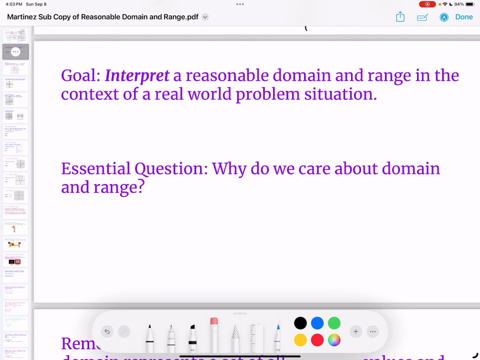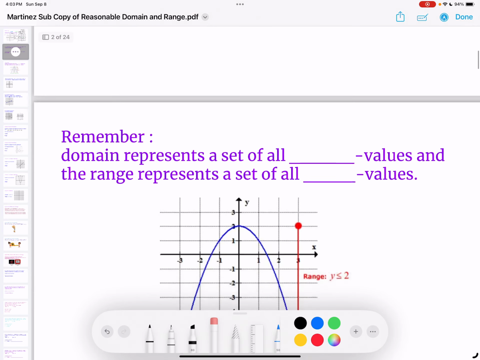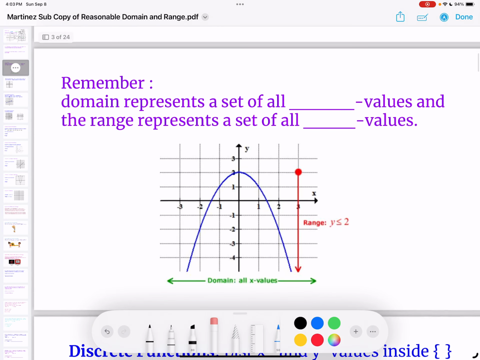Okay, so remember that the domain represents a set of all x values and then the range represents the set of all y values. I like to remember it by D comes before R, so X comma Y, right? It's going to be D comma R. Is that anything official? No, but it helps me remember. Okay.